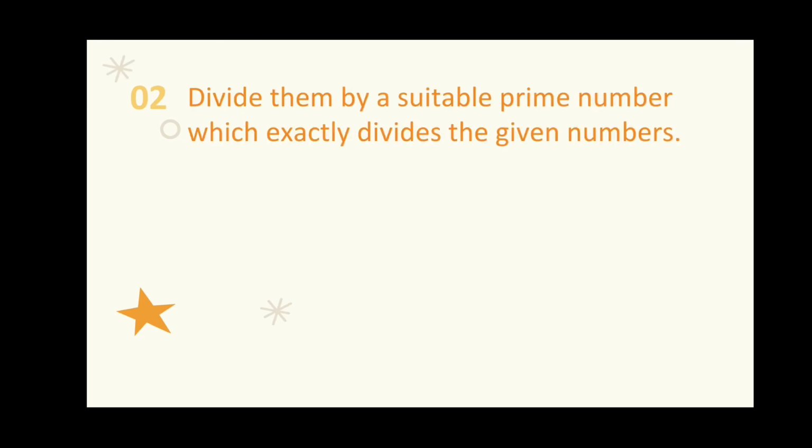Step 2. Divide them by a suitable prime number which exactly divides the given numbers. So we're going to divide the given numbers by a common factor which is a prime number. So usually, ang unang-unang ginagamit na ipang nagde-divide kapag continuous division ay ang smallest prime number which is 2. Yun ay kapag divisible by 2 ang given numbers. So sa case natin, ang 20 and 30 naman ay parehong divisible by 2 since their ones digit are both zeros. So let's divide 20 and 30 by 2. And the answer is 10 and 15.